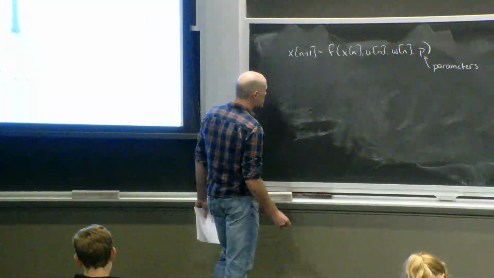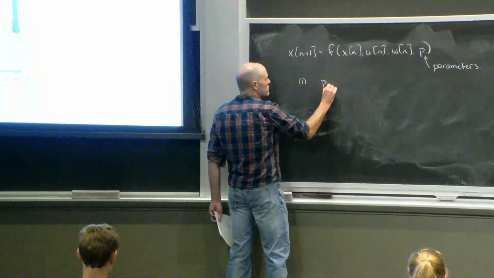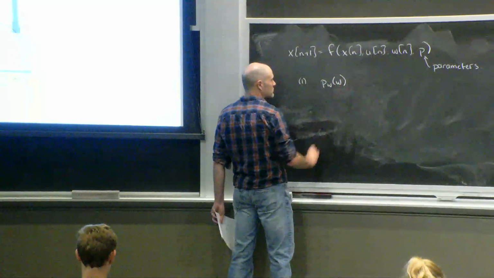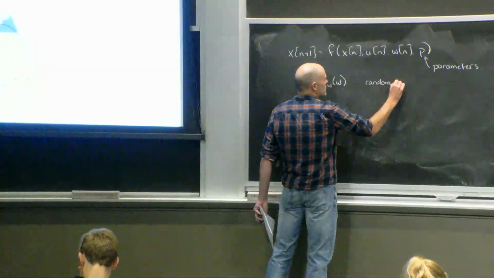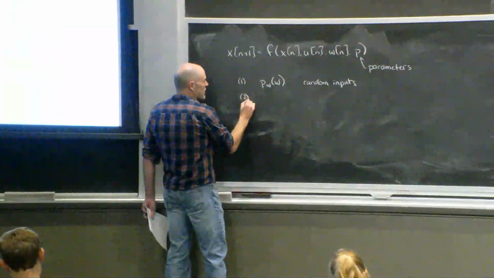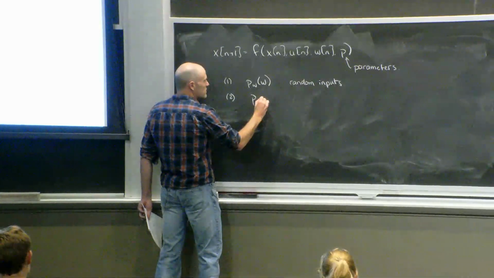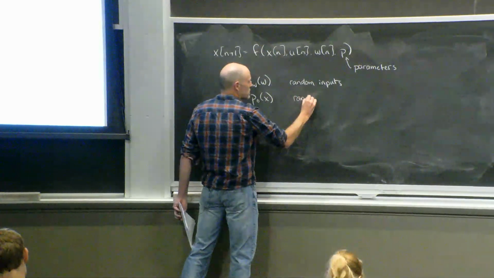So you can write, in general, of course, a probability distribution over W. That would be the random inputs. That's the one I emphasized before. But you can also get randomness from just having the probability distribution come in through the initial conditions.